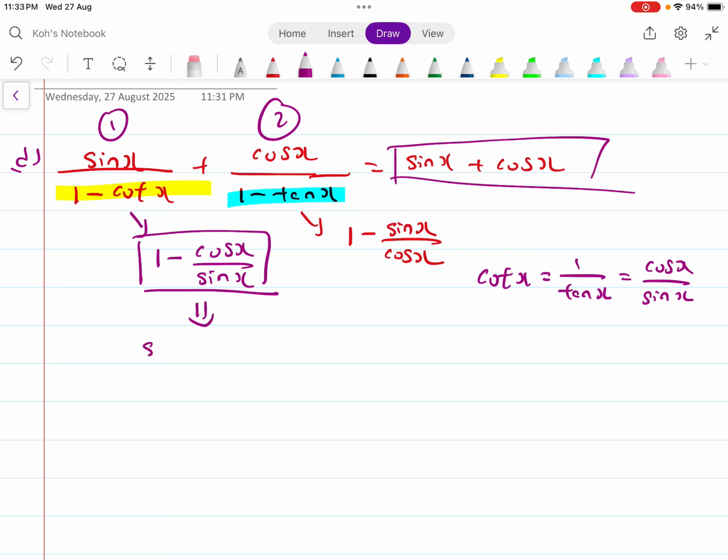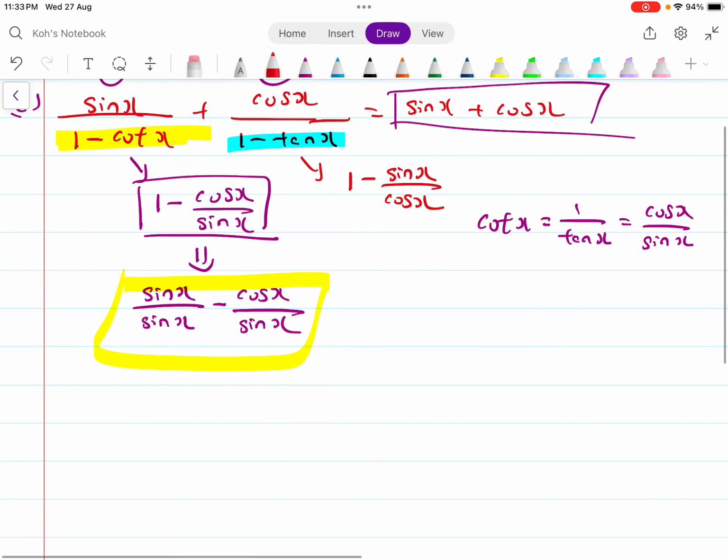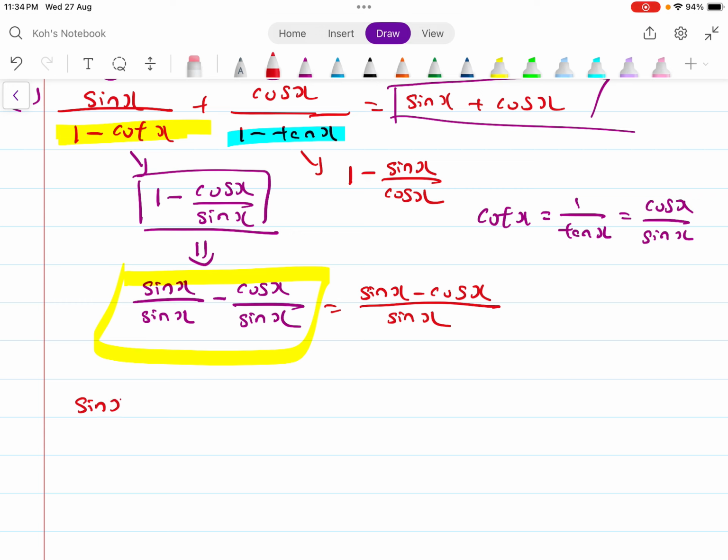So this will be sine x over sine x minus cosine x over sine x. So this becomes one term already, the yellow shaded one that I highlight here. So I combine first: sine x minus cosine x over sine x. Then with this I write down first: the first term is sine x over sine x minus cosine x over sine x.